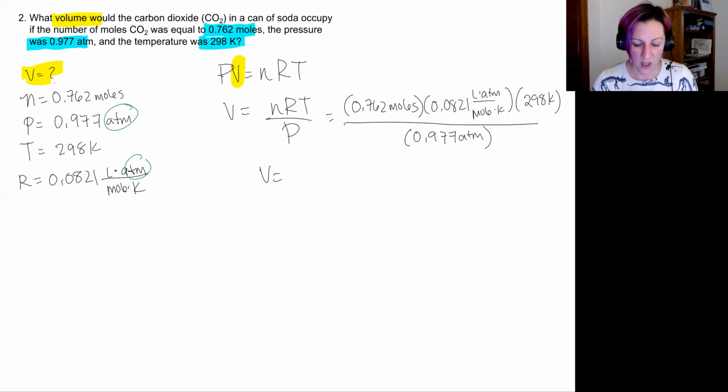And then at this point, it's really just plugging it into your calculator, plugging the equation in. And when I do that, I get a volume of 19.1 liters. So if you took all the carbon dioxide in a can of soda and just had it fill a balloon, it'd be a big balloon. All right, let's move on to our next problem.